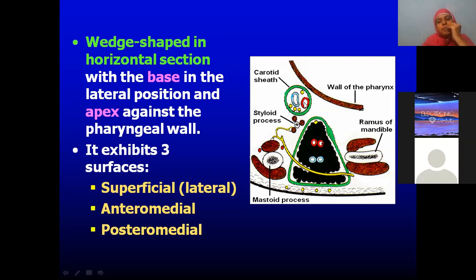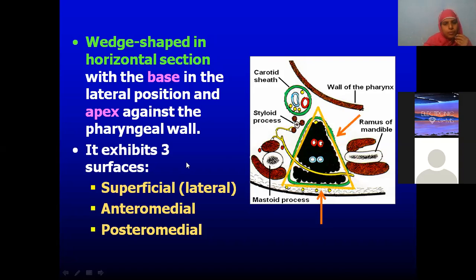What are the contents of the carotid sheath? All these are relations. If we understand this picture, relations become easy. We have common carotid artery throughout, and internal jugular vein. Anteriorly we have ansa cervicalis. In between we have vagus, behind we have the sympathetic chain. This condensation of deep cervical fascia is the carotid sheath. This is the wall of pharynx. This picture will help us understand the relations as we proceed.